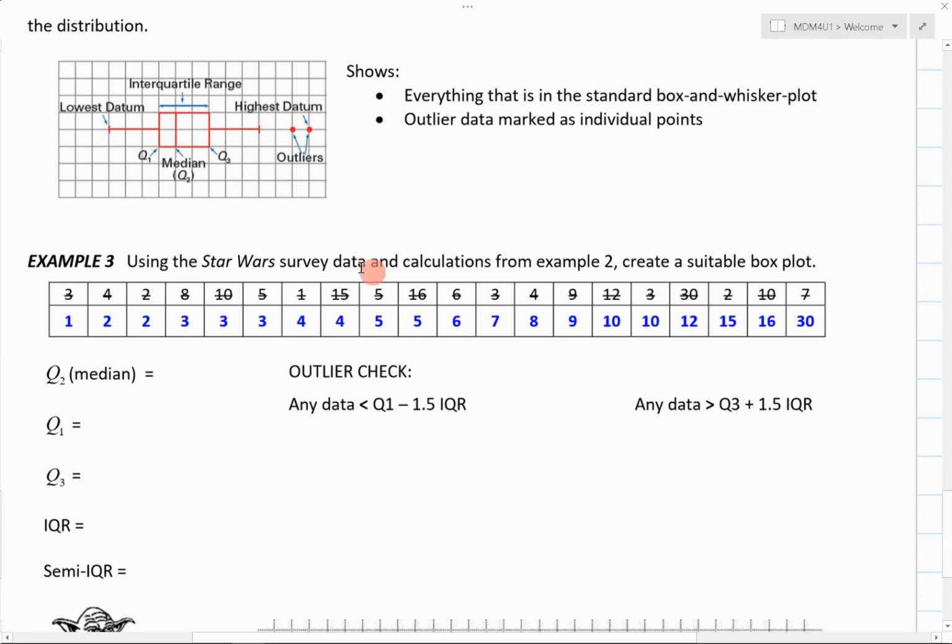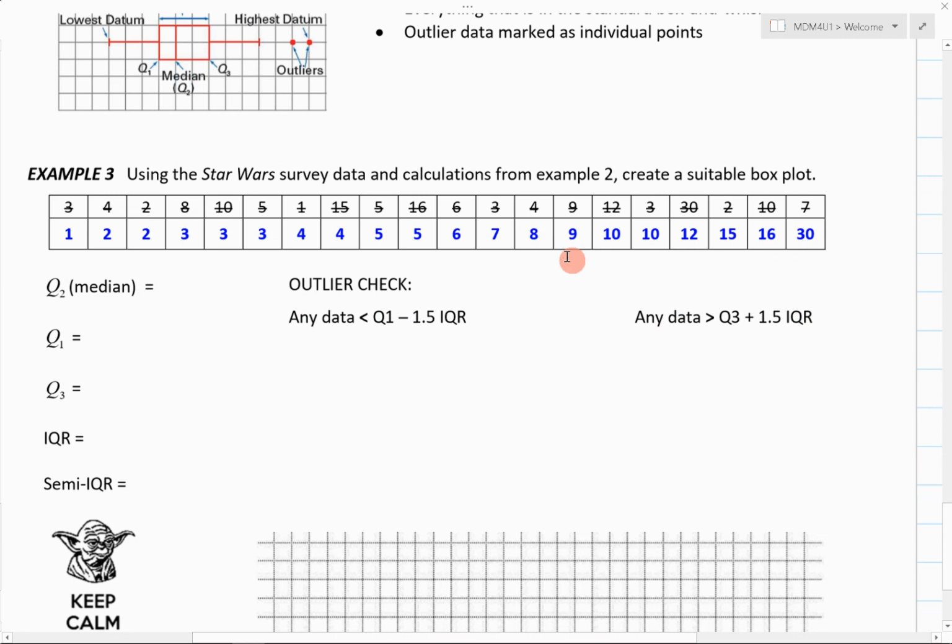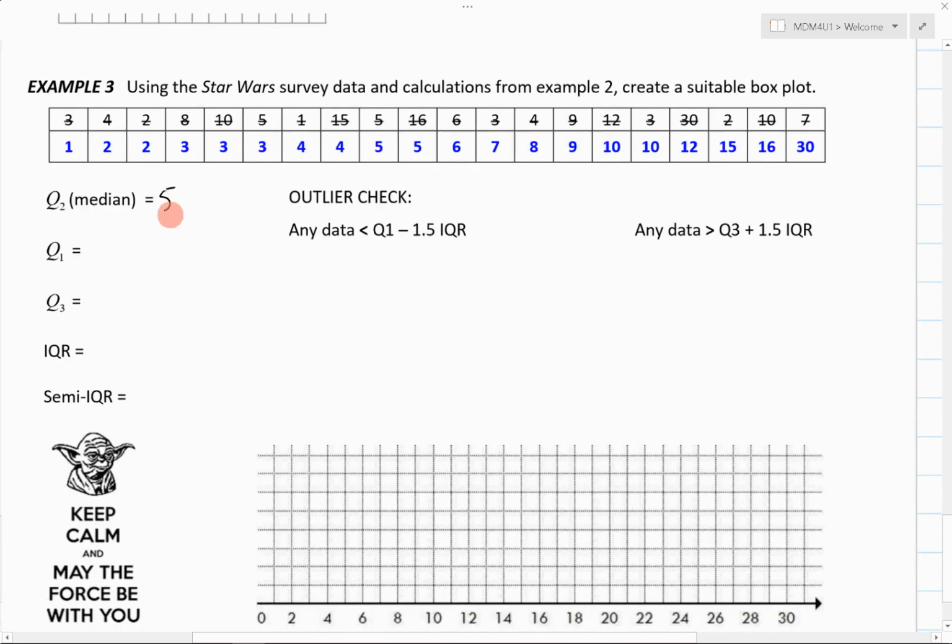So again, using the Star Wars survey data and calculations from example 2, create a suitable box plot. Let's create our box plot here. We already have our values: median 5.5, Q1 is 3, Q3 is 10, IQR 7, semi-IQR is 3.5. And for the outlier check, is any of our data less than Q1 minus 1.5 times the interquartile range?